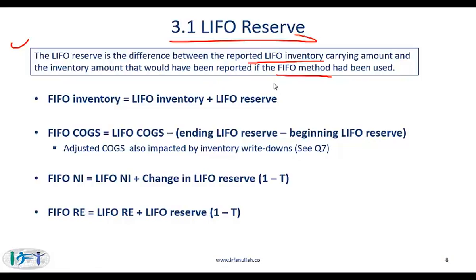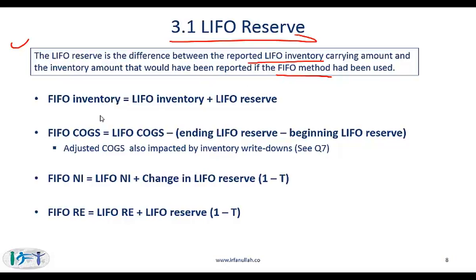US GAAP requires that if you do use LIFO numbers, then in the footnotes you disclose the LIFO reserve so that financial analysts can easily convert from LIFO numbers to FIFO numbers. This LIFO reserve is extremely important in several adjustment related calculations that you will need to make.